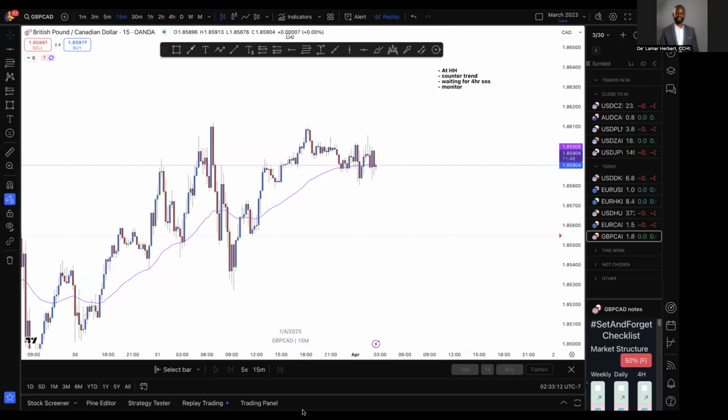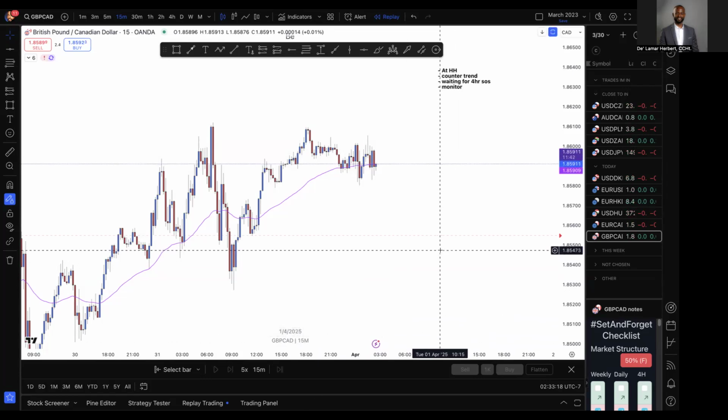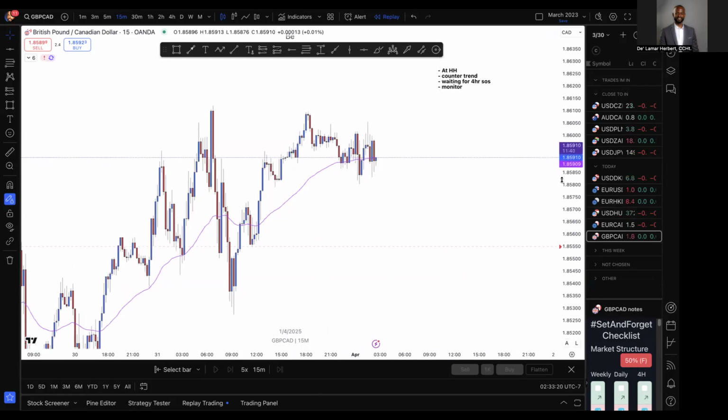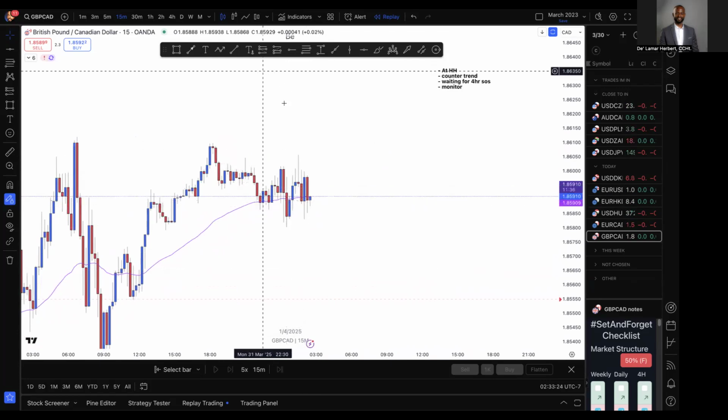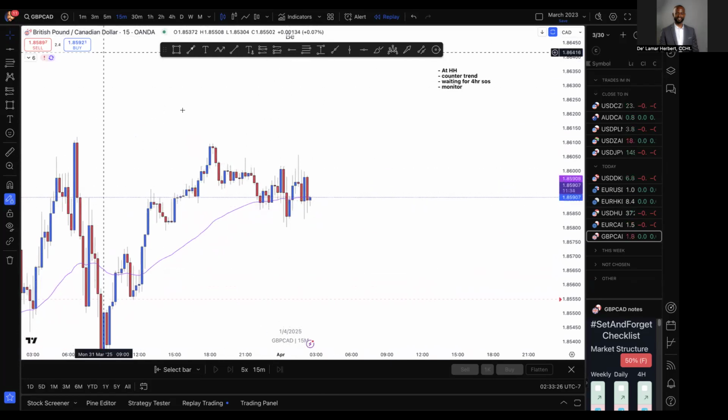All right, today is March. Oh no, actually today is April 1st, April Fool's Day, 2025. I'm just doing a daily breakdown here. Weekly is still, so we're starting off with GBP CAD.